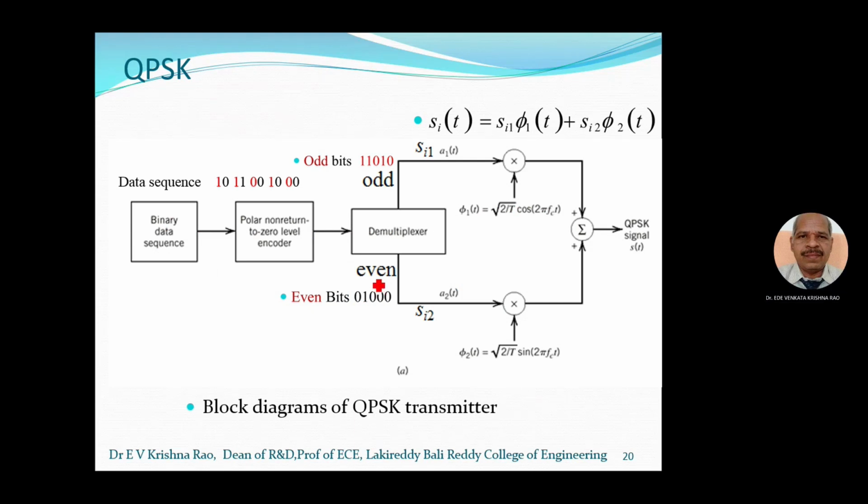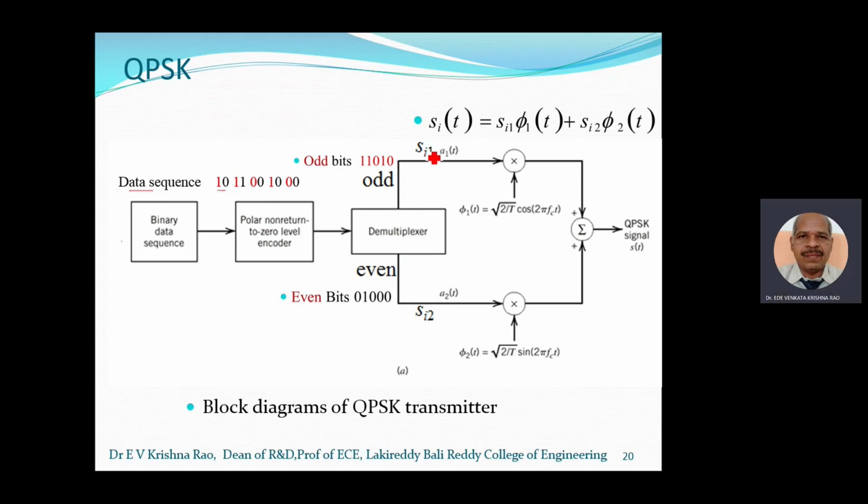That is where the block diagram of the transmitter comes in, separating odd and even bits as a symbol. The data sequence comes over here, and we separate odd and even using a polar non-return to zero level encoder. This encoder gives root E_b and minus root E_b like that. And the demultiplexer is separating odd and even, separating the 2 bits as a single bit in each channel.